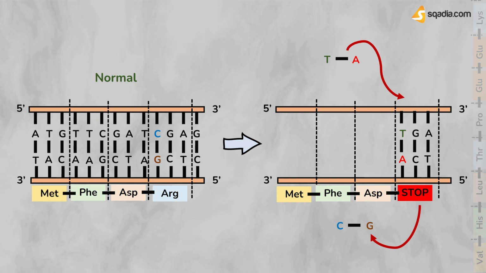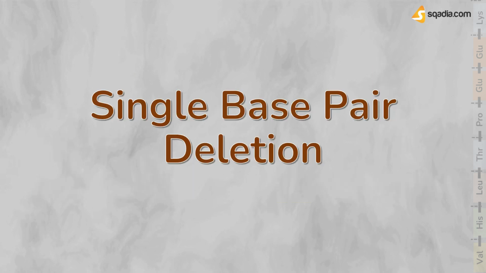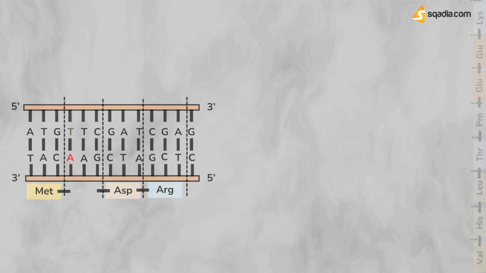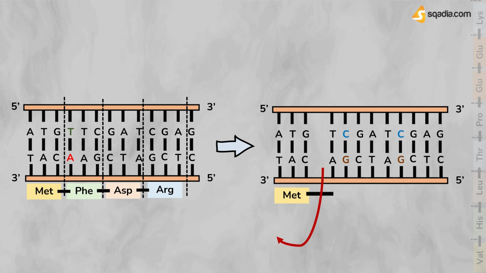Next is single base pair deletion, causing frameshift, in which from the normal sequence, a single base pair is removed. This causes frameshift. Let's understand it. This is the normal sequence. The second codon encodes for phenylalanine. When thymine and adenine are removed from the normal sequence, it causes frameshift. Due to frameshift, different amino acids are produced.